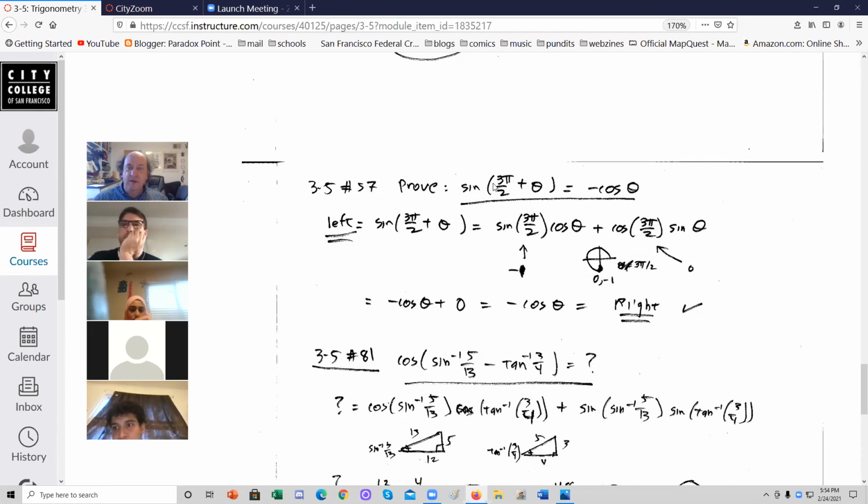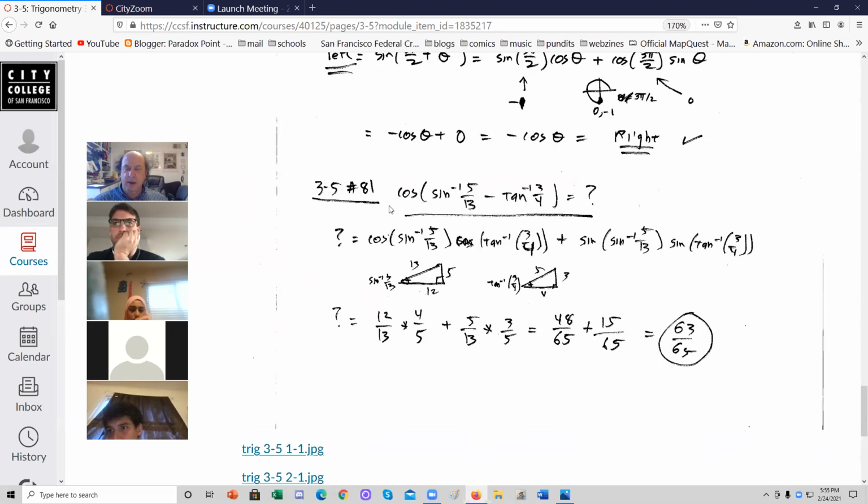So here's sine of 3 pi over 2 plus theta is negative cosine theta. Well, start with the left, sine of 3 pi over 2 plus theta. Sine of a sum is sine cosine plus cosine sine. Sine of 3 pi over 2, that's 270 degrees, whose height is at -1. Cosine of 3 pi over 2 winds up at 0, so this is 0. You get negative cos theta plus 0 is negative cos theta, and that's the right side. And we're done.